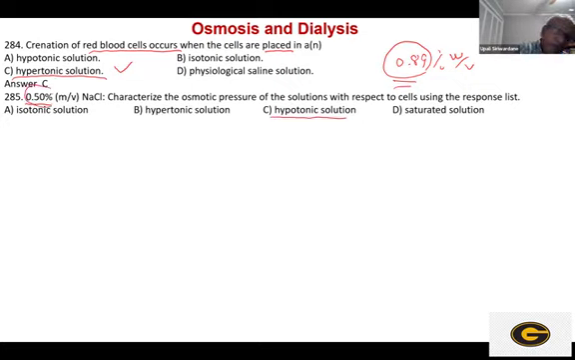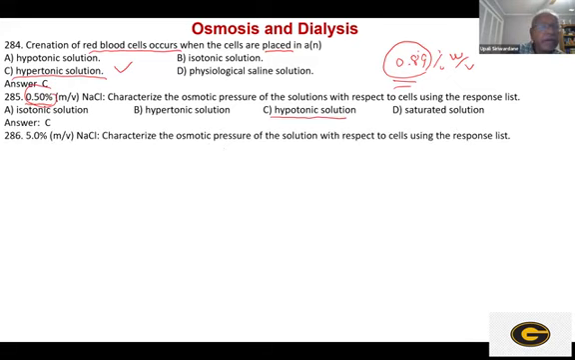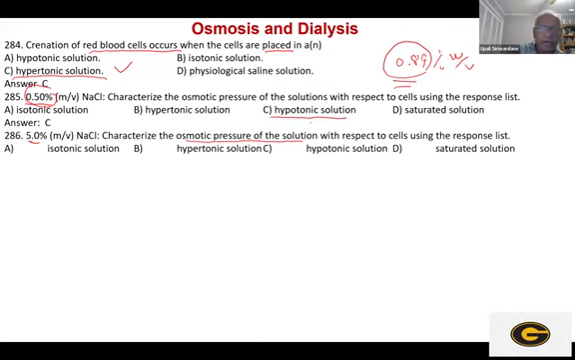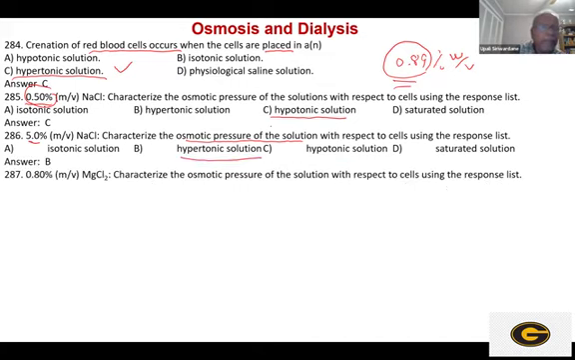0.5 is less than 0.89. C is not the correct answer. 5.0 now is higher. It should be higher than the concentration of cells. Therefore, it has to be B.